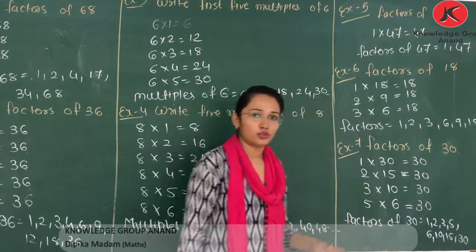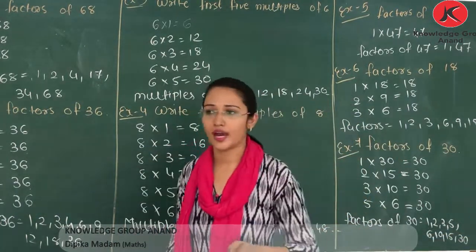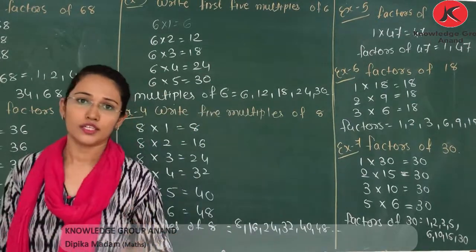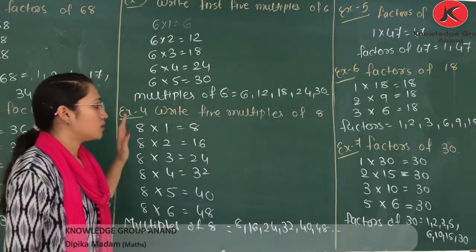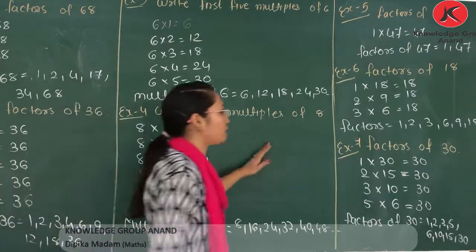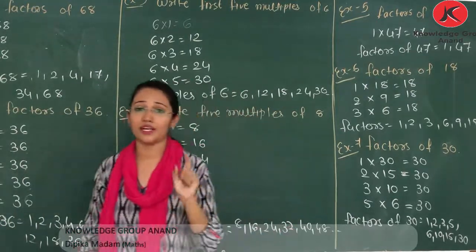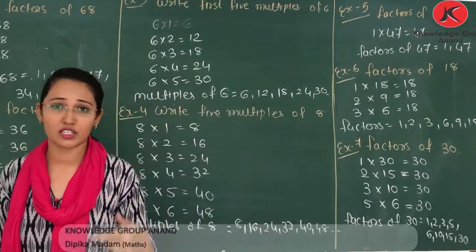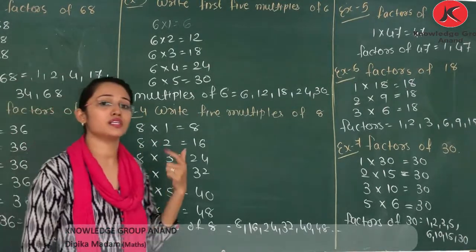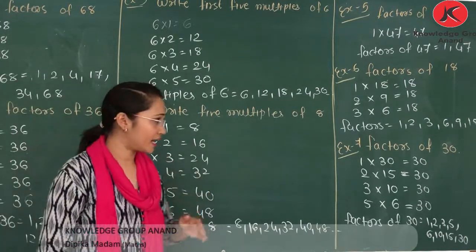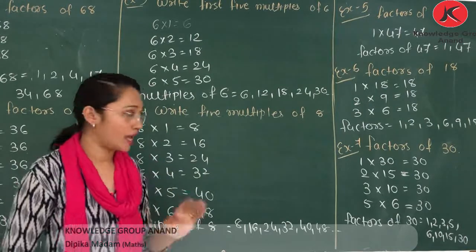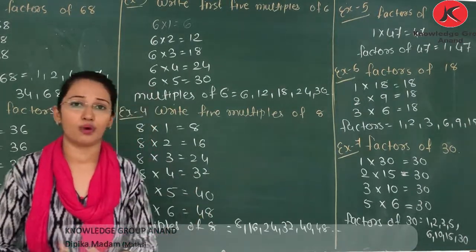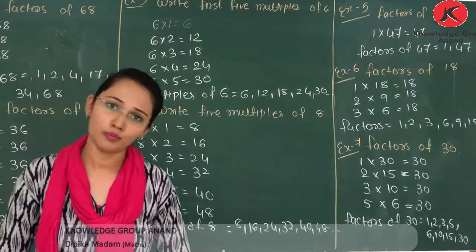Now, for today's homework, you need to write tables from 1 to 20, and if there is any query in the tables, you have to practice the tables properly. That is your homework. You have to write tables 1 to 20. That is our homework for today, and then we will start exercise 3.1 related to factors and multiples.